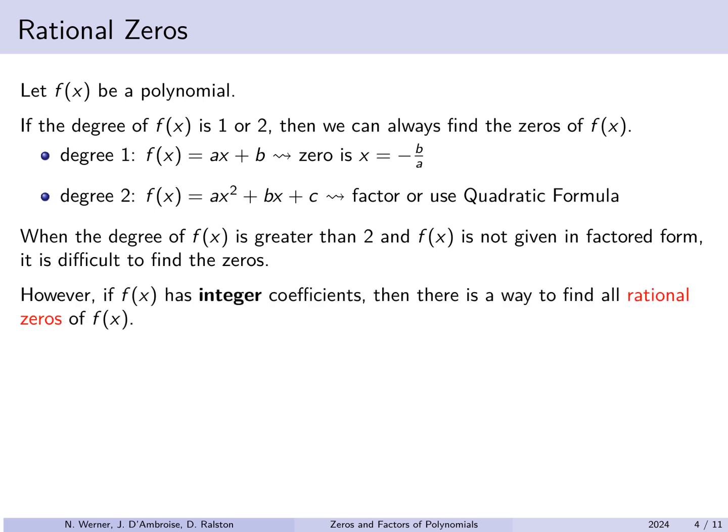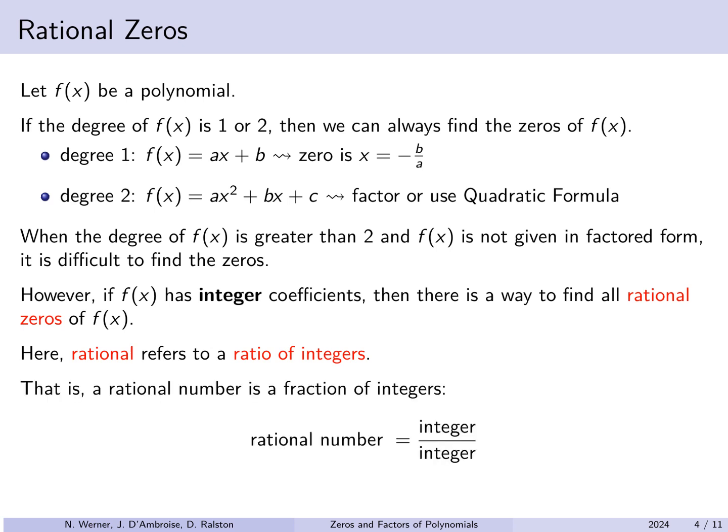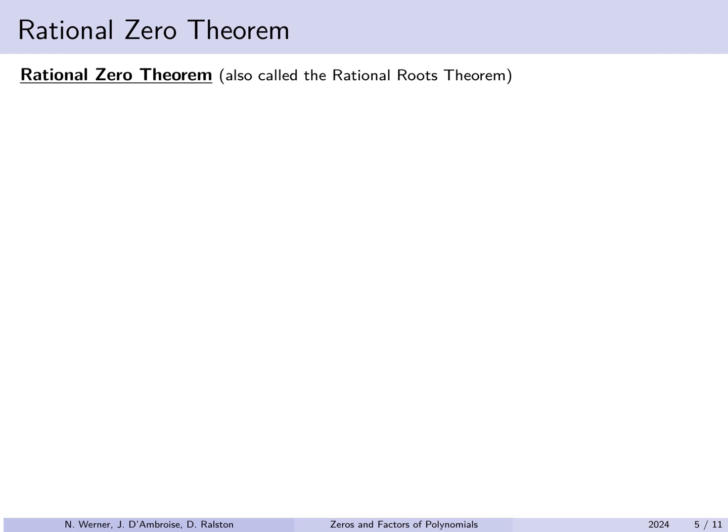However, if the polynomial has integer coefficients, there is a way to find all possible rational roots of the function. The word rational here refers to being a ratio of integers. A rational number is one integer divided by another integer, which isn't 0. You can't divide by 0. So the rational zero theorem, also called the rational roots theorem, states the following.